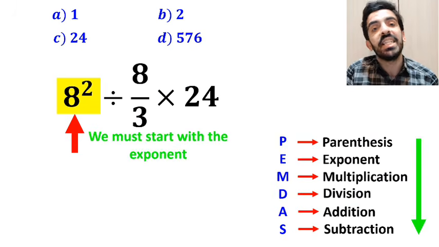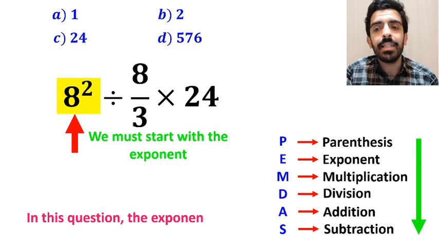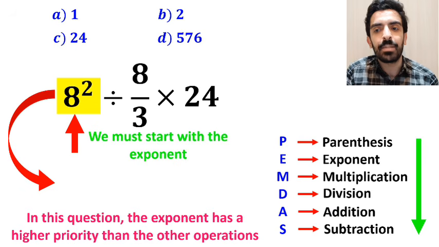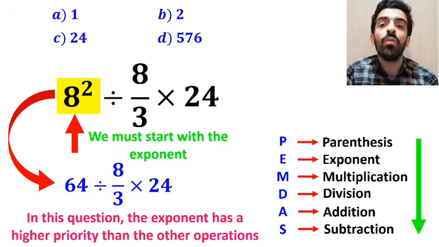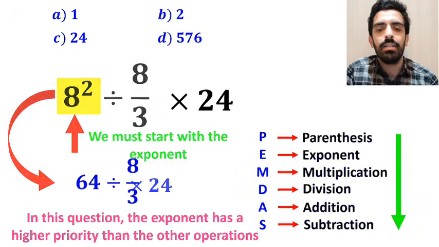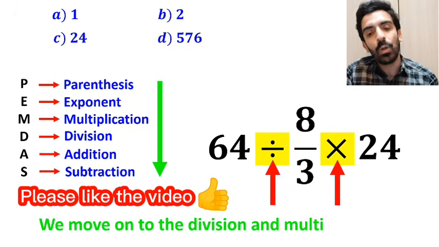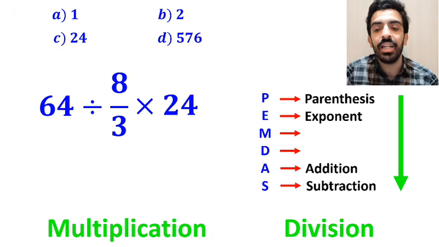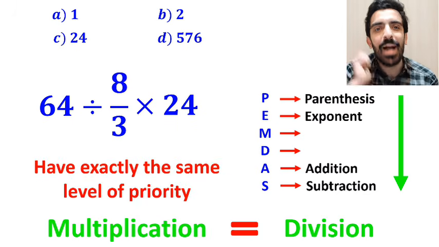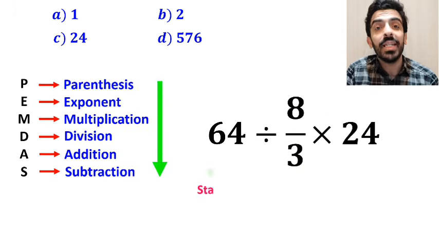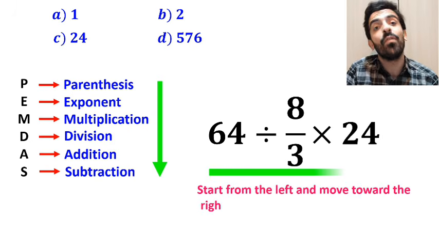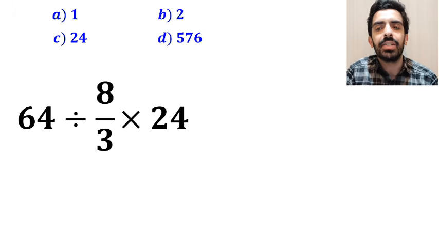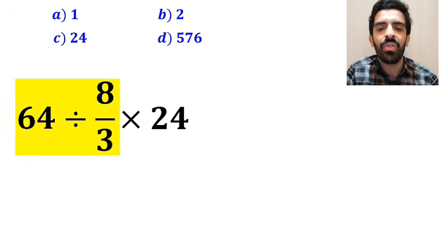First we must start with the exponent because in this expression, exponent has a higher priority than the other operations. So, instead of this expression, we can write 64 divided by 8 over 3 multiplied by 24. And the next step, we move on to the division and multiplication. However, it's very important to note that multiplication and division have exactly the same level of priority in the PEMDAS rule. In this situation, the best approach is to start from the left and move toward the right, performing these two operations in order. So, we start with the expression 64 divided by 8 over 3.